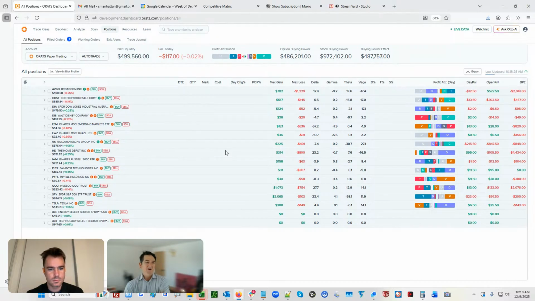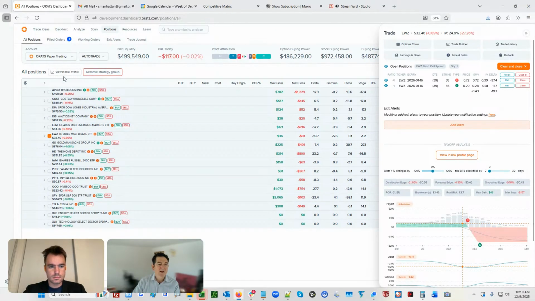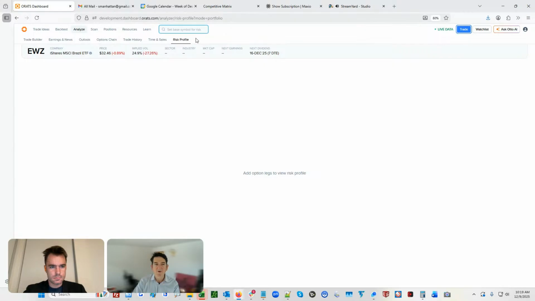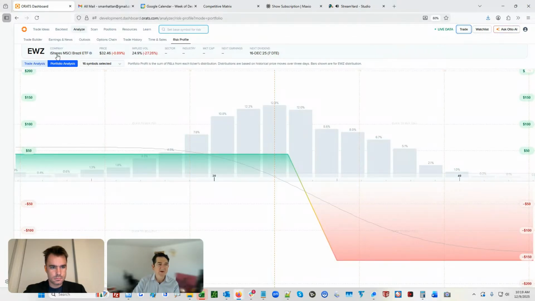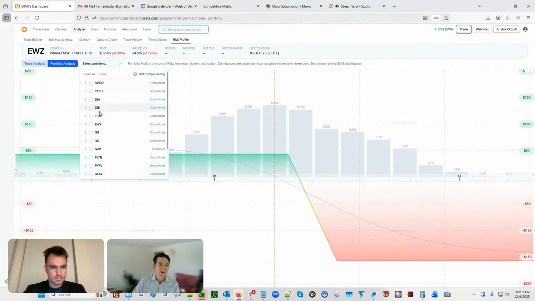Now, let's talk about some of the drawbacks. The drawbacks are that our assumption is that all these are going to move together. Well, you don't have to do it that way. I could break it out, right? Let's just do EEM and EWZ. I could go to the risk profile with that, select none, and then select just EEM and EWZ.